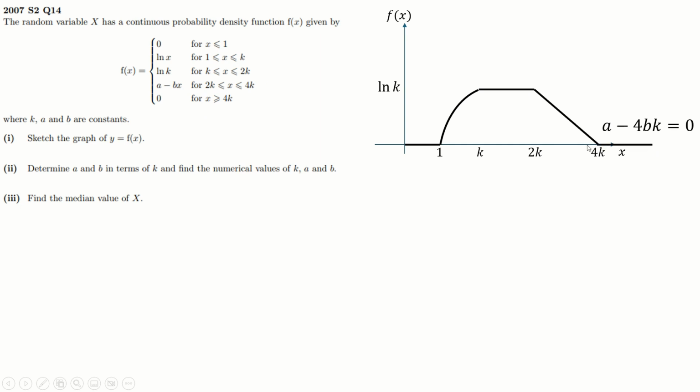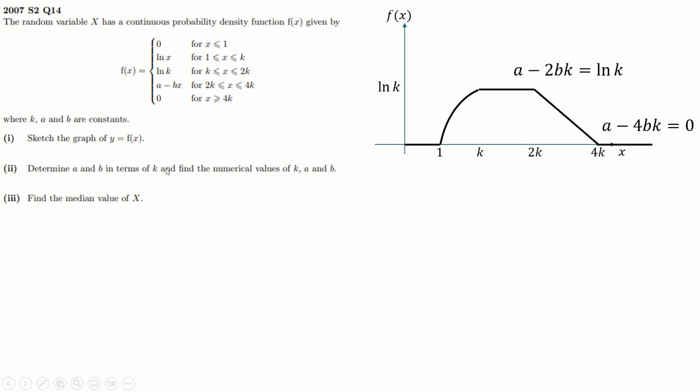So what this implies, of course, is that when you put in 4k into here to get a minus 4kb, that's equal to 0 because the graph must join up here. And likewise up there, when you put in 2k into this to get a minus 2bk, that must be the same as log k because of the continuity. So, okay, that's kind of interesting.